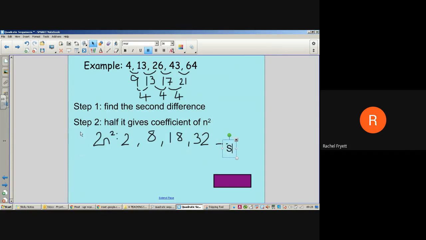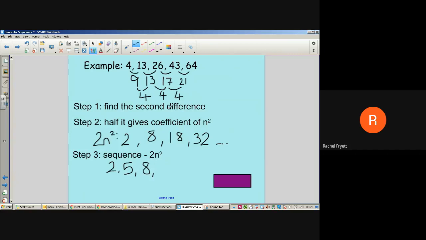Right, step 3. Sequence minus 2n squared. Let's do it that way around. So I'm going to do 4 minus 2, which is 2. 13 minus 8 is 5. 26 minus 18 is 8. 43 minus 32 is 11. And that's as far as I've got. And that is enough.